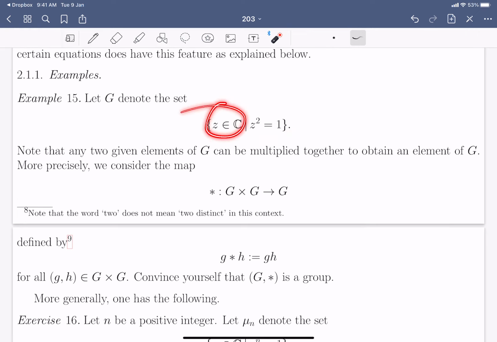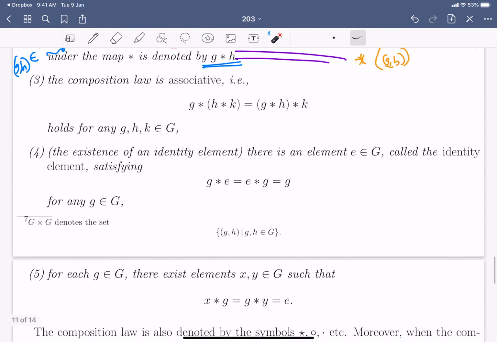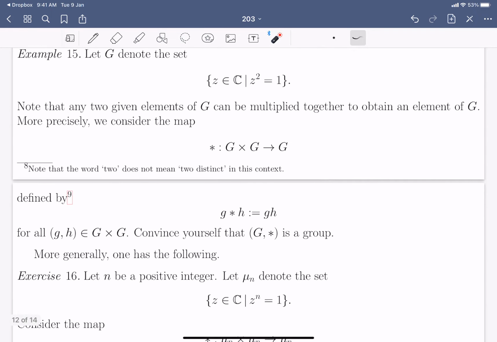So you take the set of all complex numbers satisfying z squared equal to 1. Then this is the set G, and here you can define the following composition law. You pick two elements g and h from G, and then you define their composition to be just g times h. Then you have to convince yourself that this is a group. The very first task is to show that this map makes sense. That will be clear to you in this context, but this is something that has to be verified.